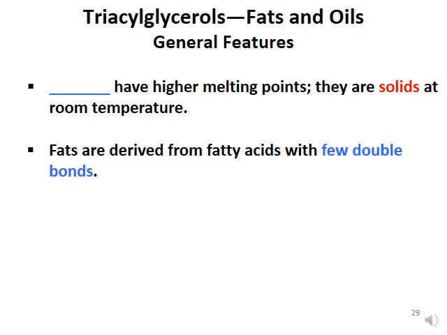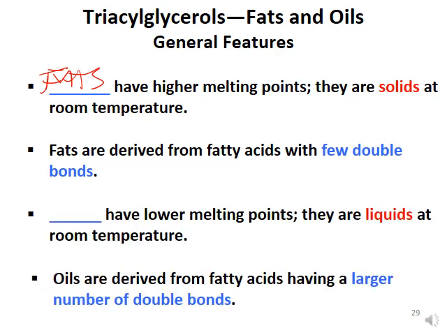Triglycerols, general features. Fats have a higher melting point. They are solids at room temperature. They're derived from fatty acids with very few double bonds, whereas oils have lower melting points. They're liquids at room temperature, and they're derived from fatty acids having a larger number of double bonds. So just keep that in mind. That's an important thing to think of.